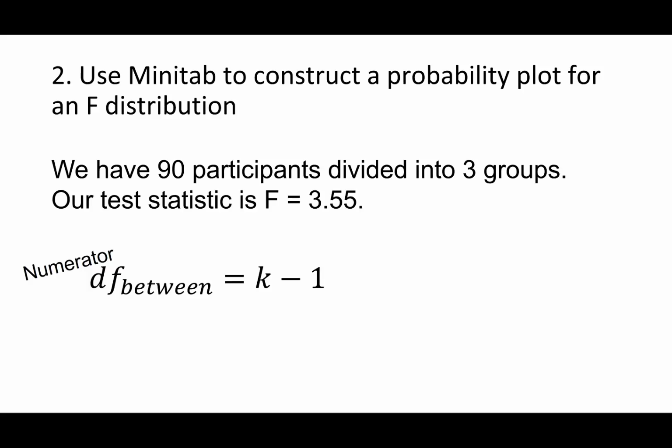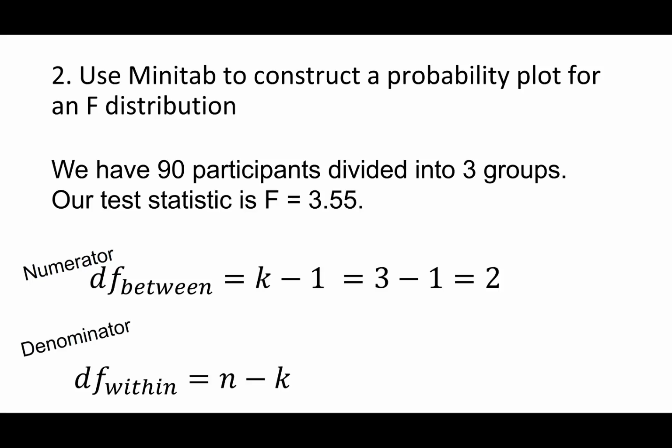Degrees of freedom between groups, which Minitab Express will call the numerator degrees of freedom, is k minus 1, where k is the number of groups. We have 3 groups. 3 minus 1 gives us 2 between groups degrees of freedom.